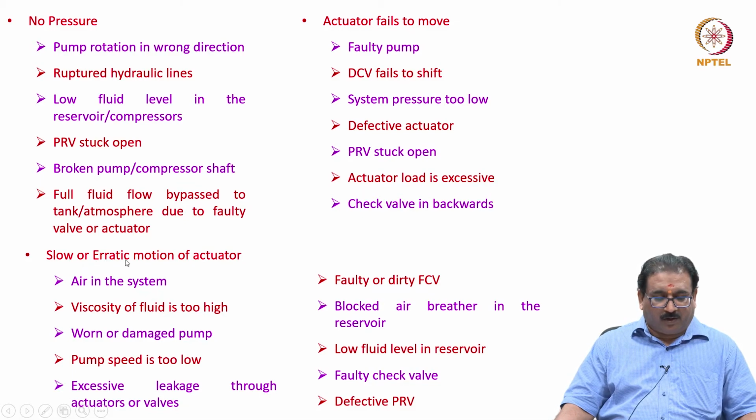Sometimes we will come across slow or erratic motion of the actuator. This may be due to many reasons like air in the system, viscosity of fluid too high, worn or damaged pump, pump speed too low, excessive leakage through the actuators or valves, faulty or dirty flow control valves, blocked air breathers in the reservoir, low fluid level in the reservoir, faulty check valve, or defective pressure relief valves.